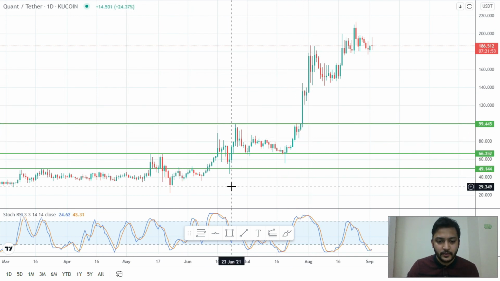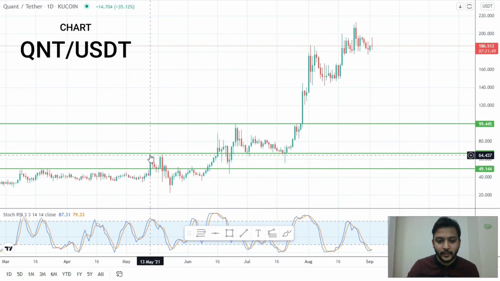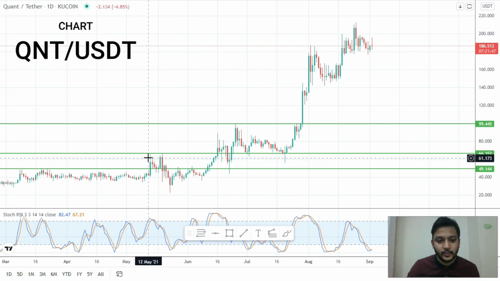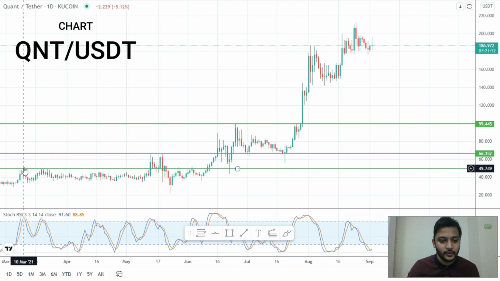So let's circle back towards somewhere around May, where we saw that Quant was trying to break the resistance at around the $66 region. It tried it once, it tried breaking the resistance for the second time, and the attempt failed, and it went back below the support area. The support was now flipped to a resistance. As you can see, the support was broken, which was acting as a resistance. So this was the resistance.